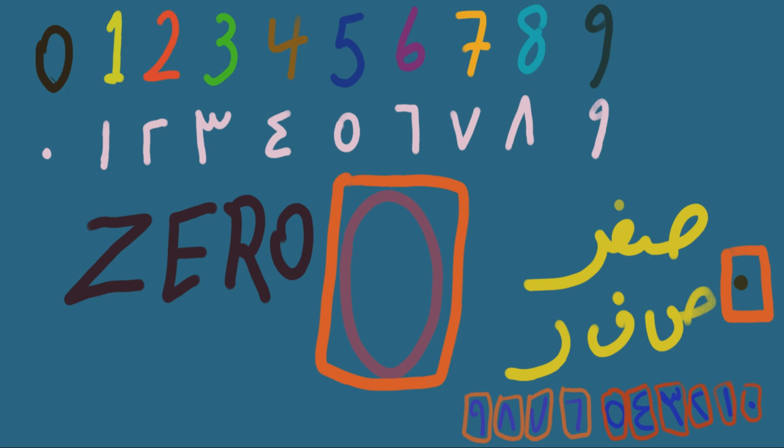We will start with the numbers. The Arabic numbers are written from right to left. I line the numbers so that each one will correspond to its equivalent.